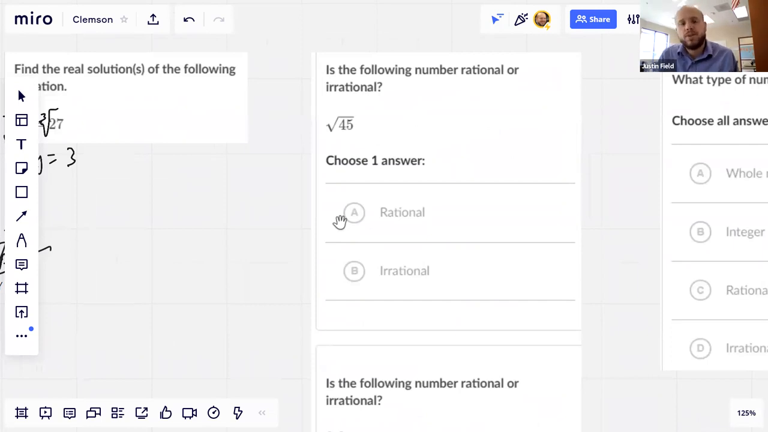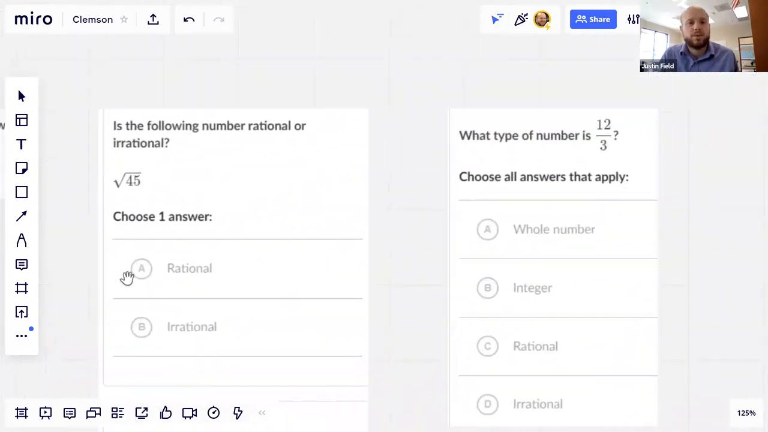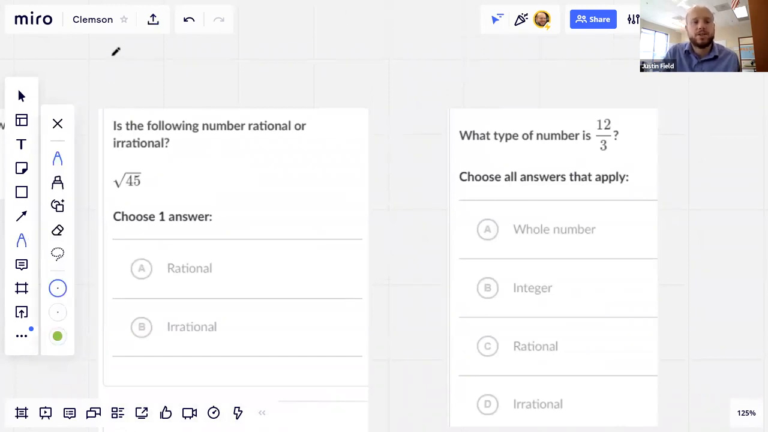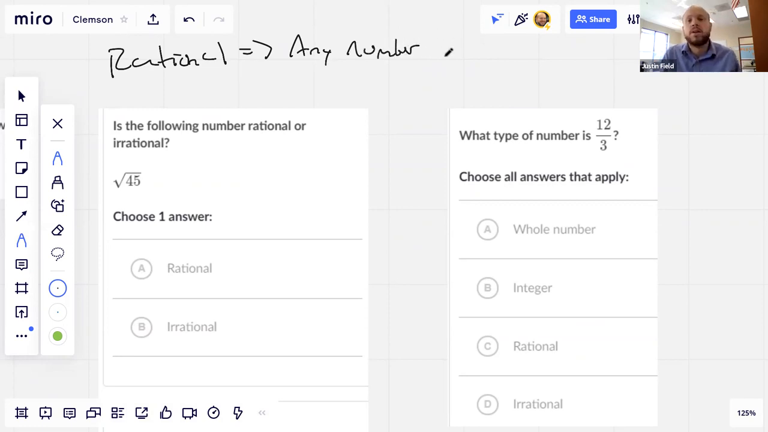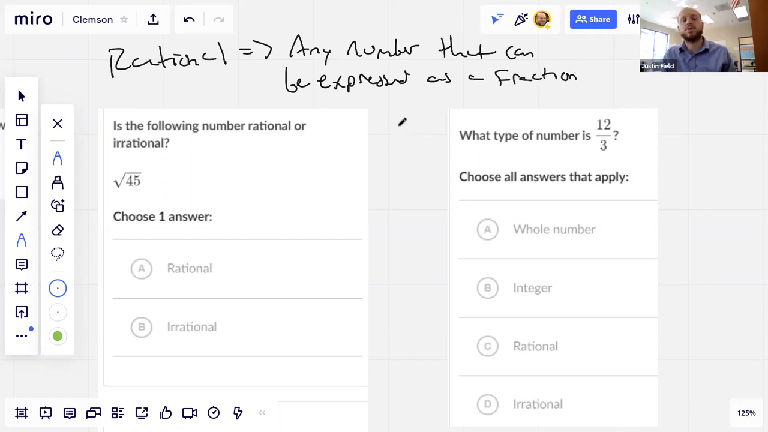But the other part of this week is classifying numbers. So in week 1, we talked about rational numbers. And just a review here, rational is any number that can be expressed as a fraction. Some numbers are fractions, and some numbers, like a whole number 7, can be written as a fraction. Decimals can be written as a fraction.